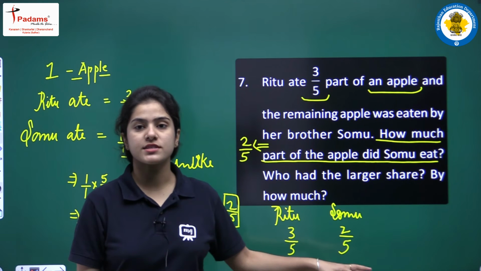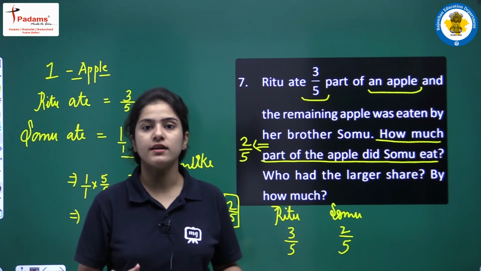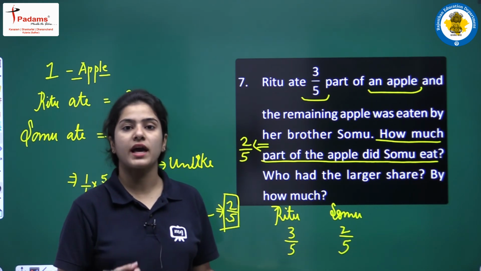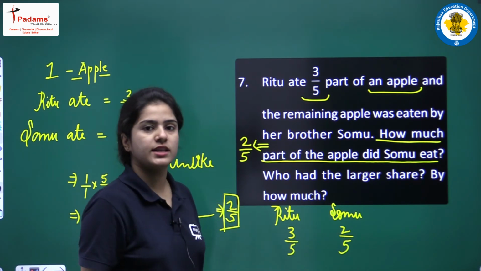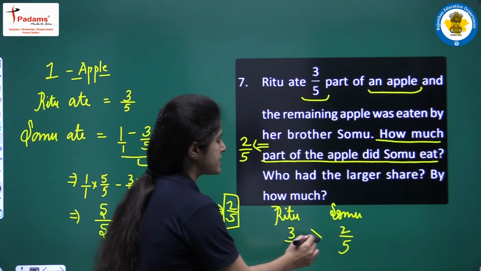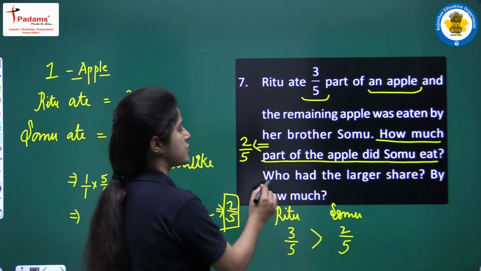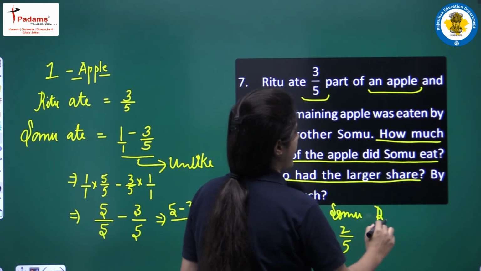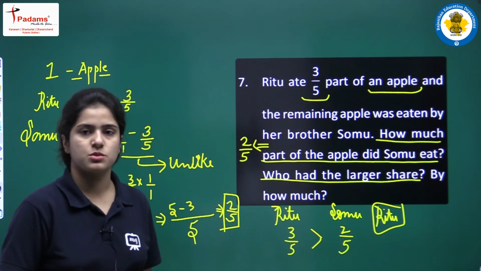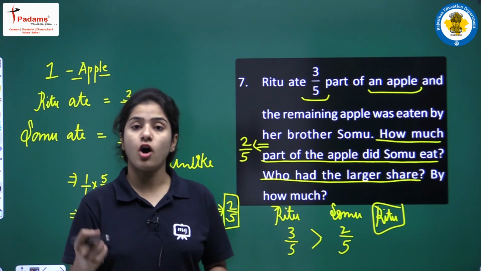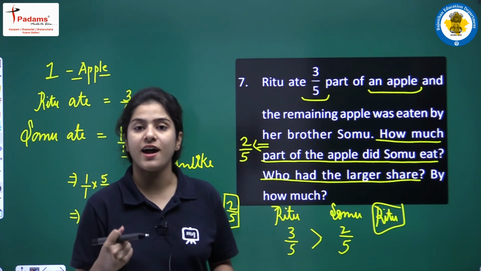Clearly the denominators are the same, so we can easily compare the two numbers by looking at their numerators. That is, 3 is larger than 2, right? So Ritu is having more part. Who has the larger share? Ritu had the larger share. Alright students, and by how much? We have to find out by how much Ritu is having a larger share.